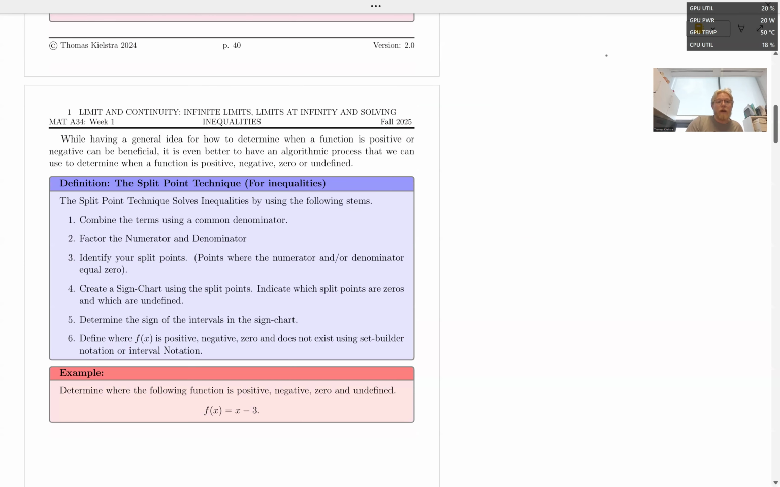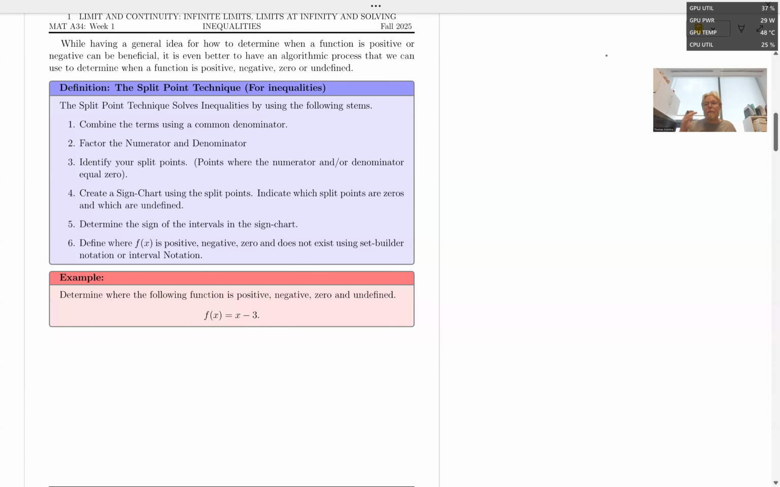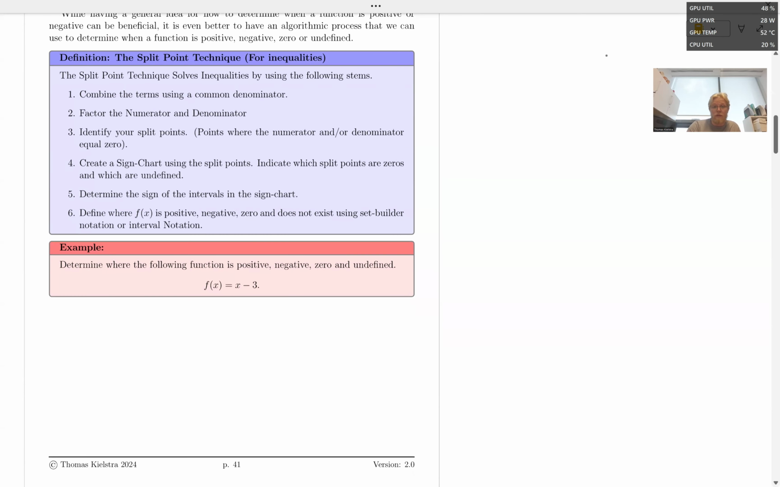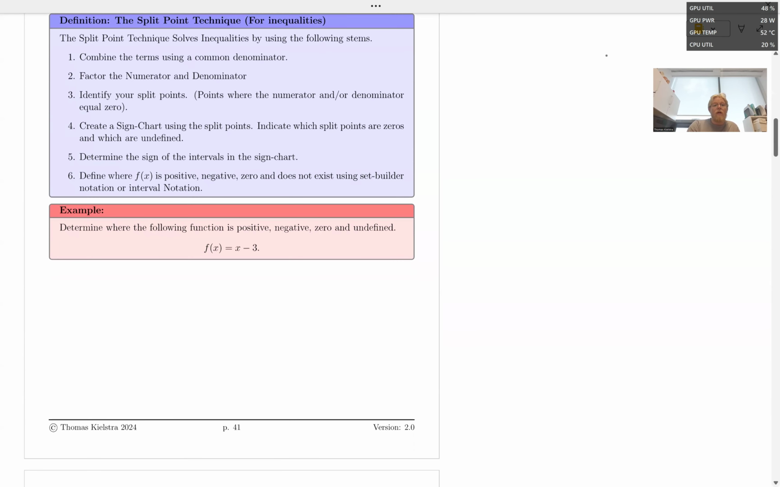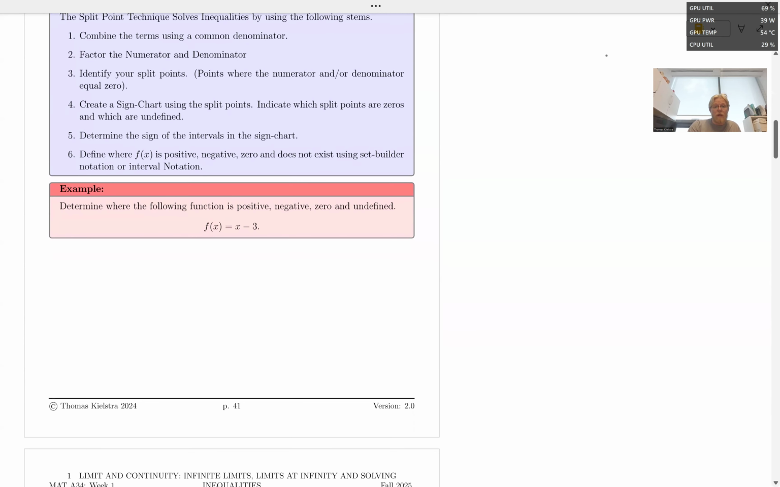So let's clearly define this as a step-by-step process. We combine the terms using a common denominator. We factor the numerator. Then we identify the split points. We create a sign chart. We determine the sign of the intervals. We define where it's negative, positive, and does not exist using set builder notation or interval notation. So determine where the following function is positive, negative, 0, or undefined.